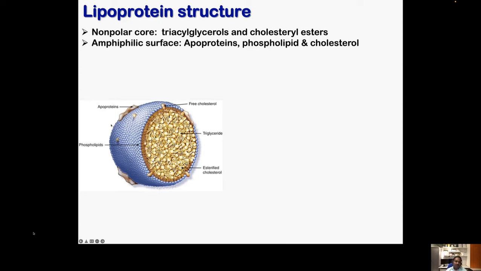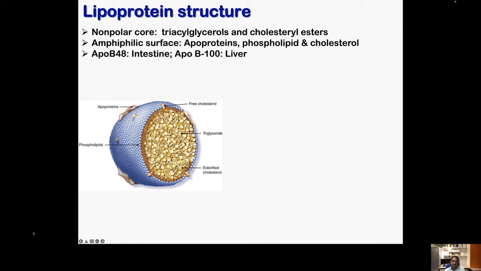And then the outer surface of the lipoproteins looks similar to a plasma membrane, but it's not exactly a plasma membrane. They have an amphiphilic surface because they have proteins, apoproteins. Apolipoproteins, or apoproteins, are water soluble, so they are polar in nature, and there are also phospholipids. As we've seen before, phospholipids have a polar head because of the phosphate group, and then there is free cholesterol, which has the hydroxyl group at the third carbon position. So the surface is amphiphilic, and the core is nonpolar in nature.